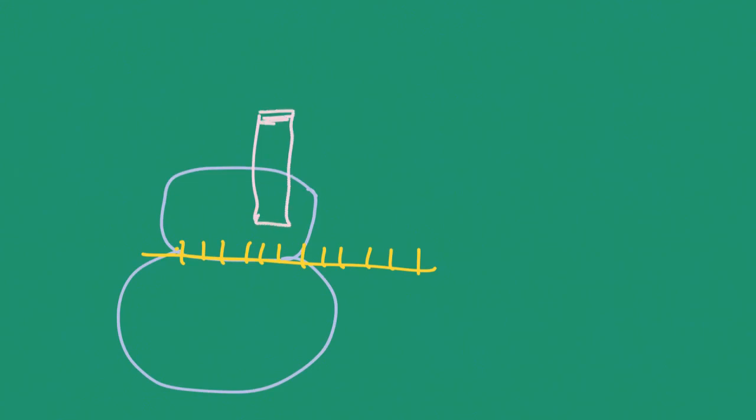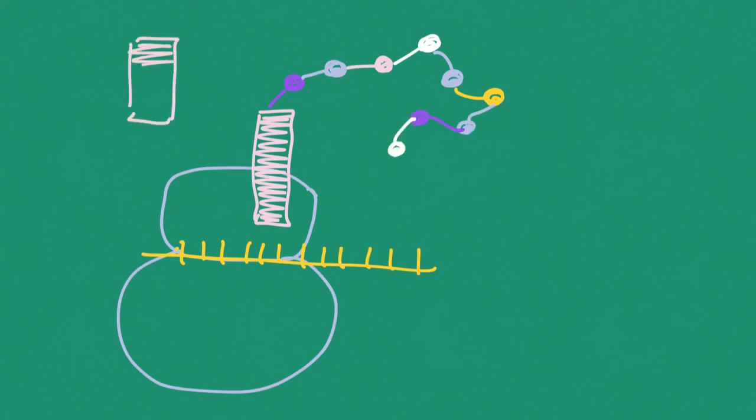So here we have a tRNA with a very long polypeptide chain. Here are the amino acids. The amino acids are held together by covalent bonds known as peptide bonds. There is the previous tRNA that has broken free from the ribosome.